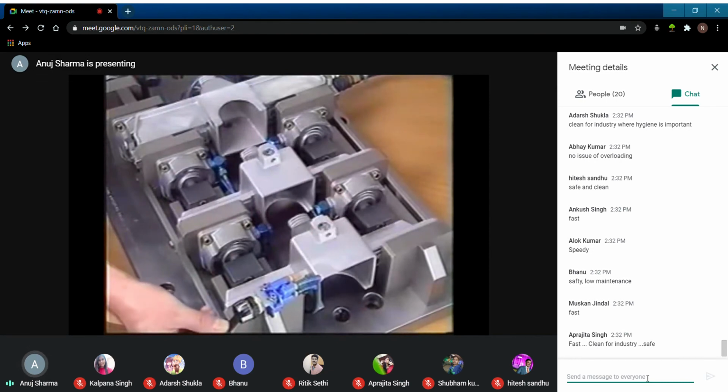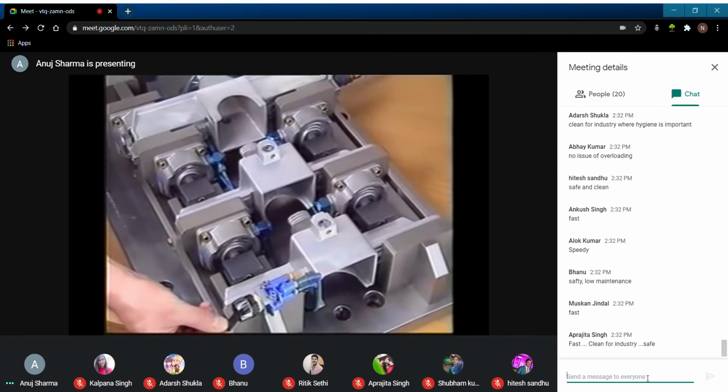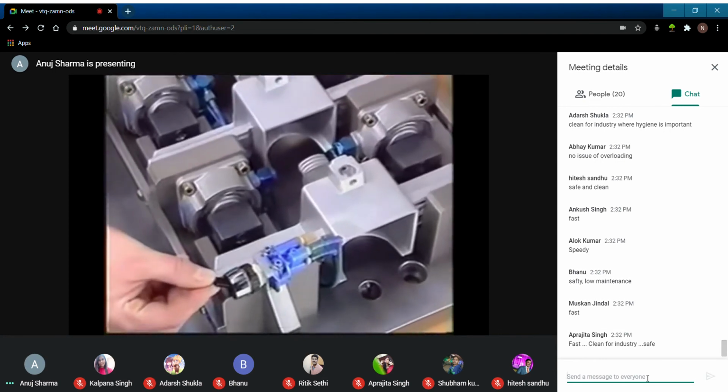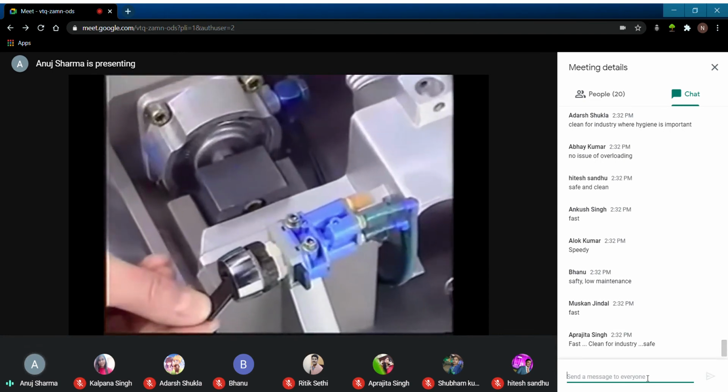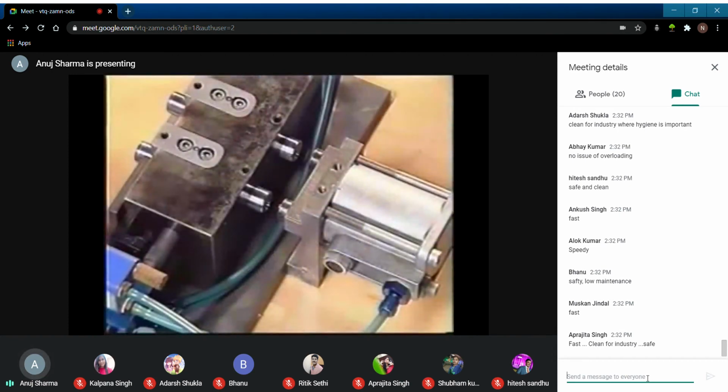Single-acting cylinders perform work only in one direction, the extension of the cylinder. They are used in applications such as clamping or the ejection of workpieces.